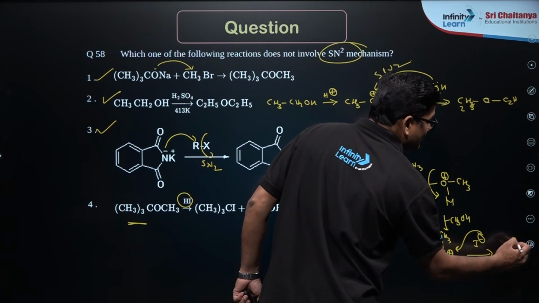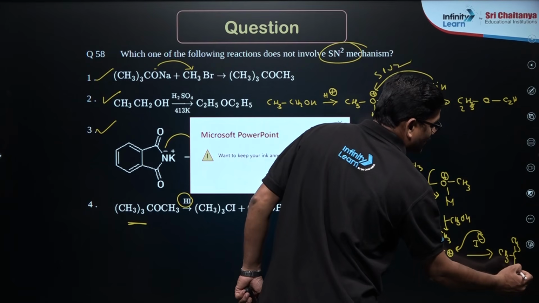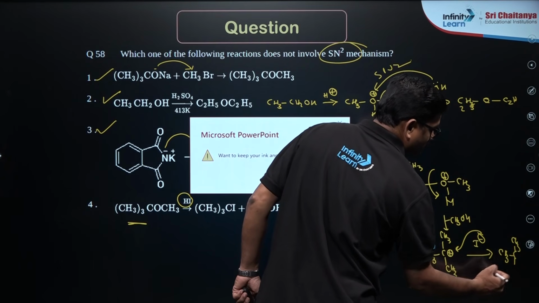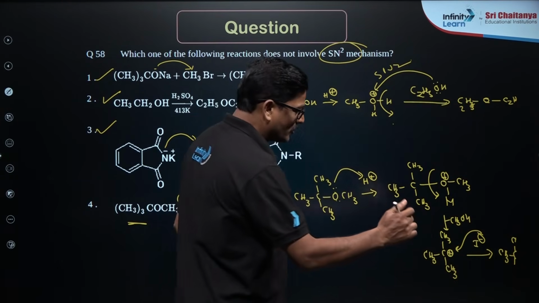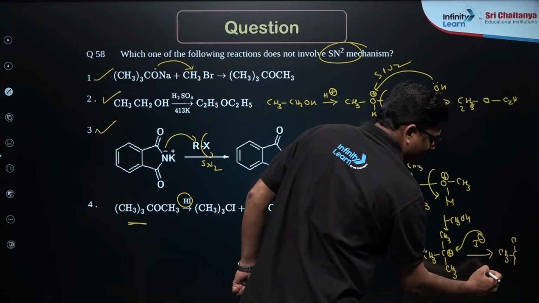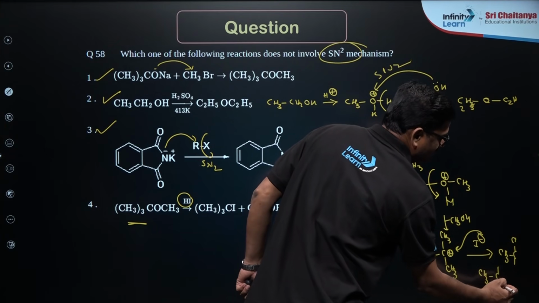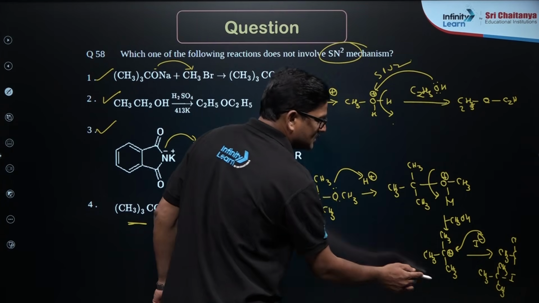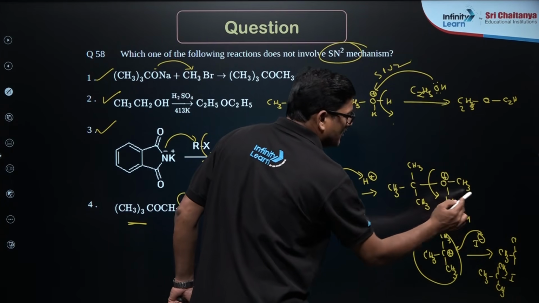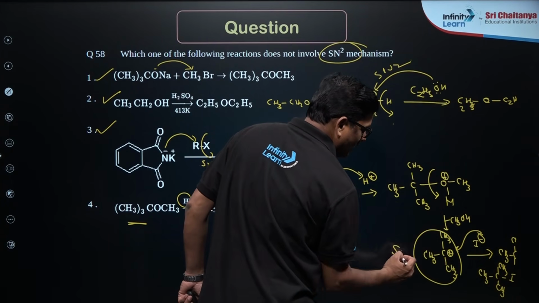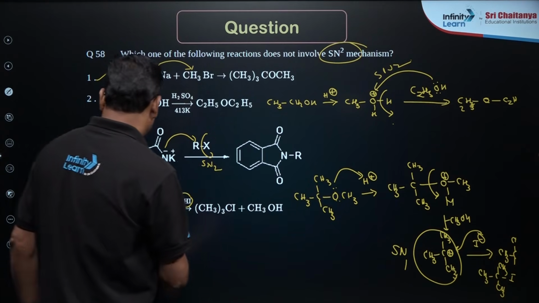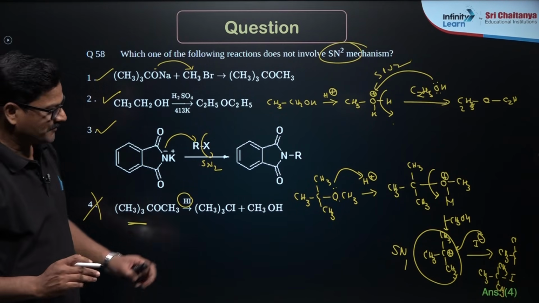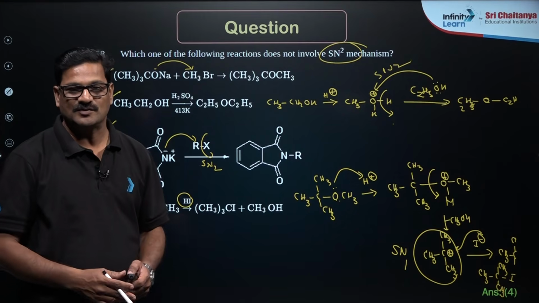Now it is going to add with I minus, so it is going to be an SN1 type reaction, CH3, CH3 and CH3I. Because a carbocation is formed, it is going to be an SN1 type reaction. So this cannot be. Option 4 is the correct answer for this question.